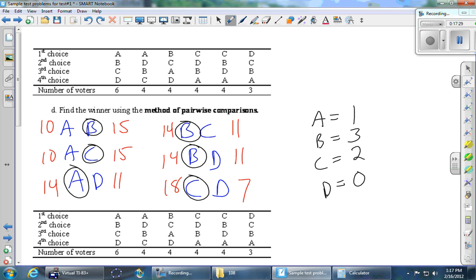If any of these were a tie, just to kind of mention it, like if this had been 11 to 11, then B and D would both get half a point. Half a point for B, half a point for D. But there were no ties here, so we'll get rid of that. And then we'll pick our winner. So with the most points, B wins with 3 points.